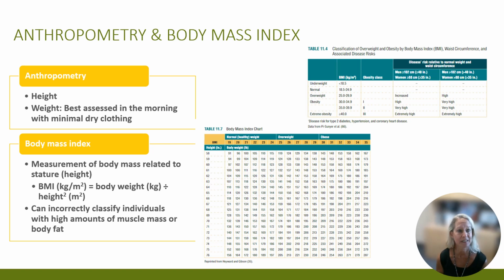It's important to note that while BMI is a widely used indicator, it has some limitations. It does not differentiate between fat mass and muscle mass. So individuals with high muscle mass, such as athletes, may have a higher BMI without necessarily having a high body fat percentage. Additionally, BMI does not account for differences in body composition based on age, sex, or ethnicity.